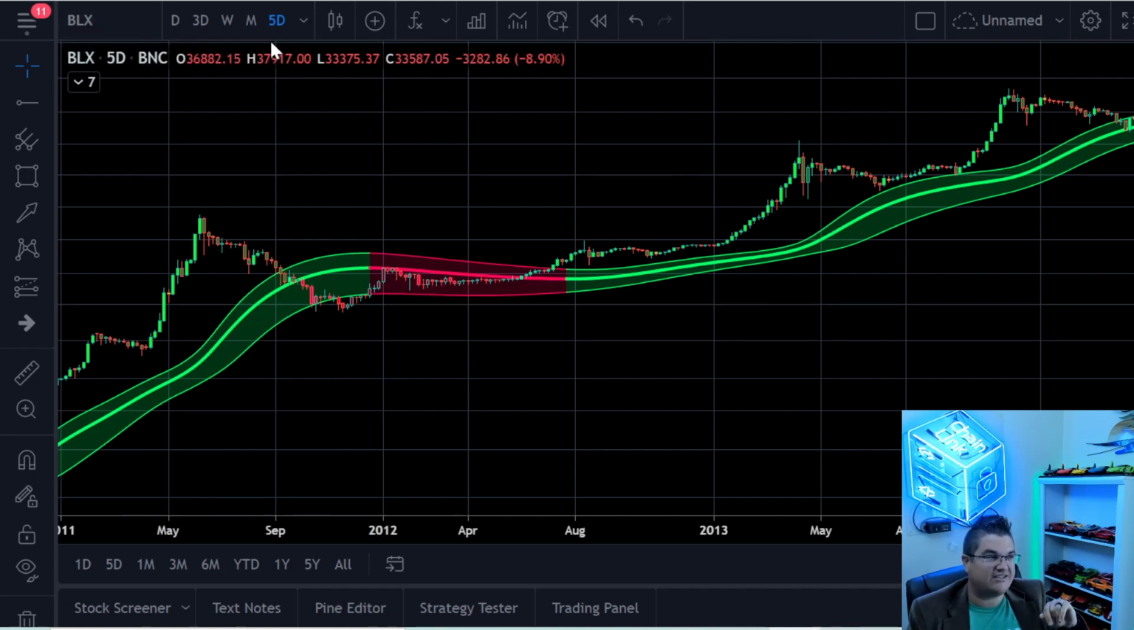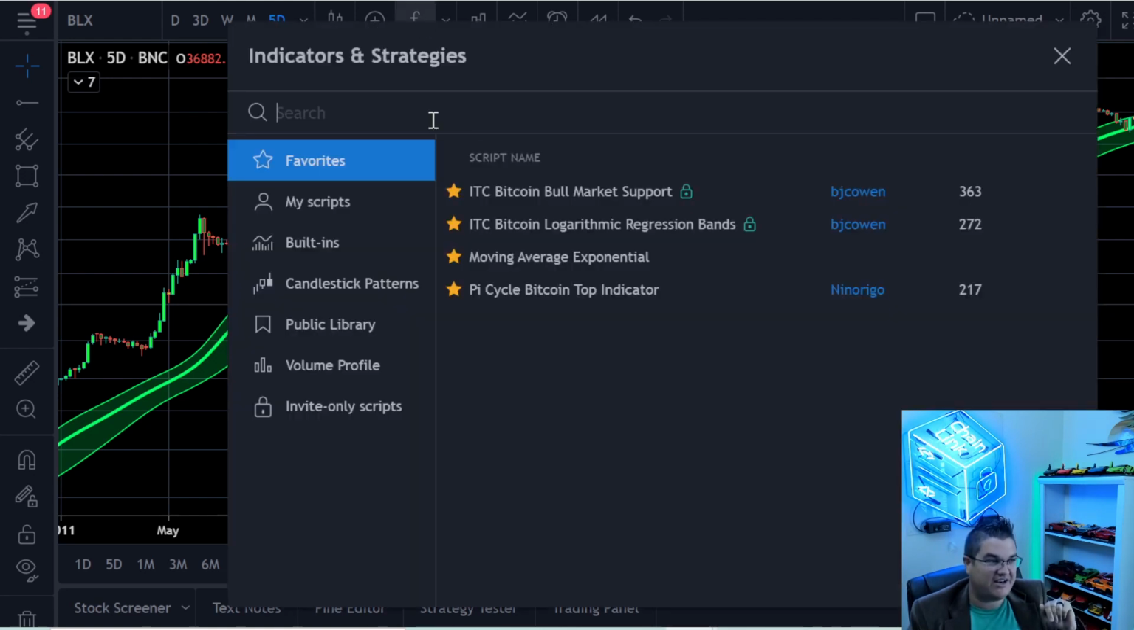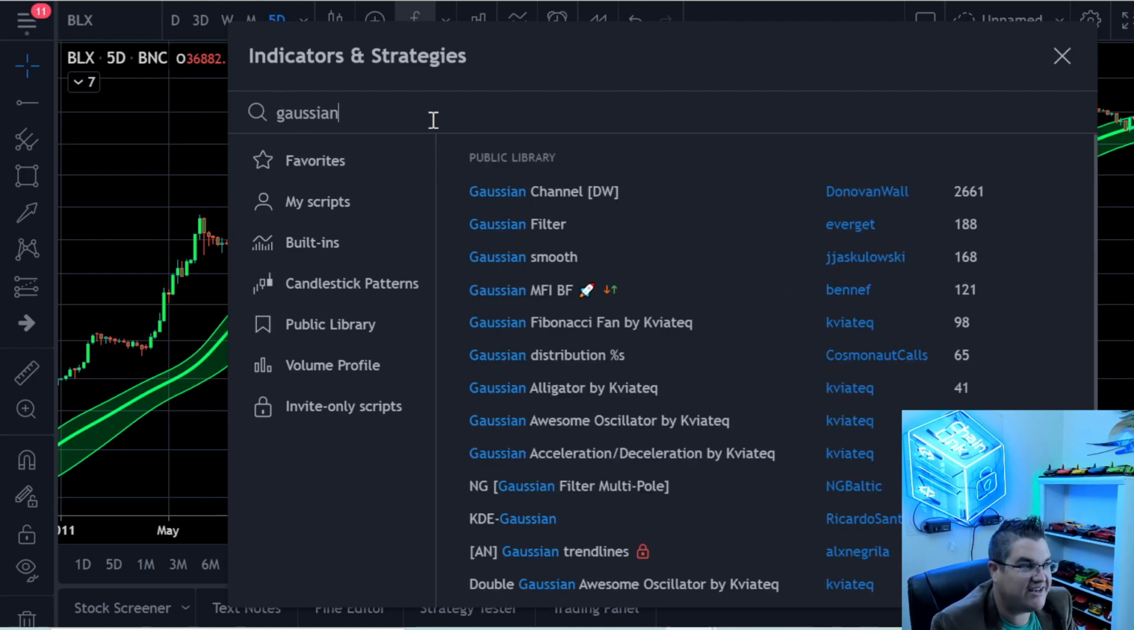Now, another key thing is I'm on the 5-day chart. That's key for using the Gaussian channel. So set up on 5-day. Make sure it's C5D, D is for day. Congrats. Next, you have to add your indicator and strategy. You can type in Gaussian, and it's the first one that pops right up.